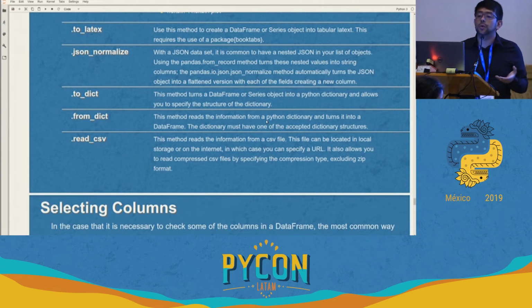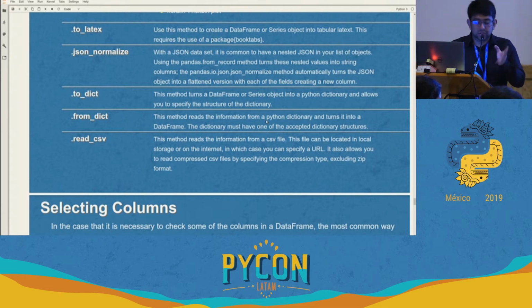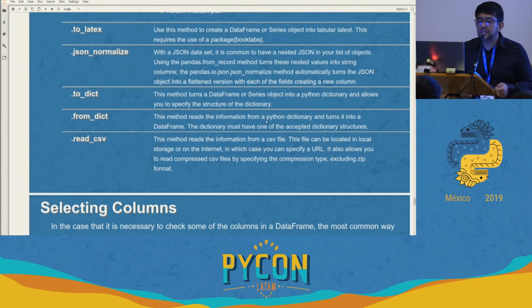Of course, if you're writing a paper, to_latex is a super useful method because you can take your table or your data frame, and with a simple copy and paste, you can put it in your paper, because this will generate the table in LaTeX syntax. JSON normalize, we already talked about it. It's the best method you can use for flattening your JSON data or your dictionaries.